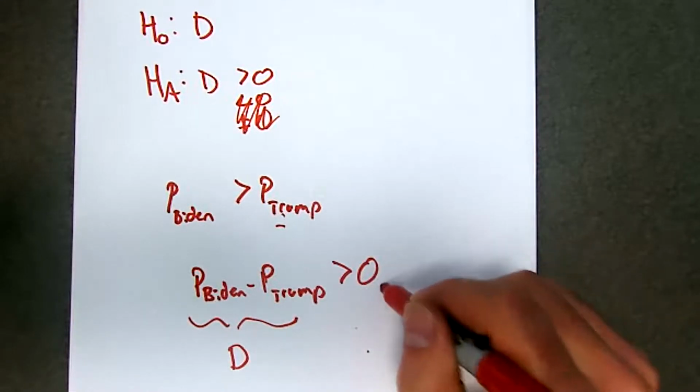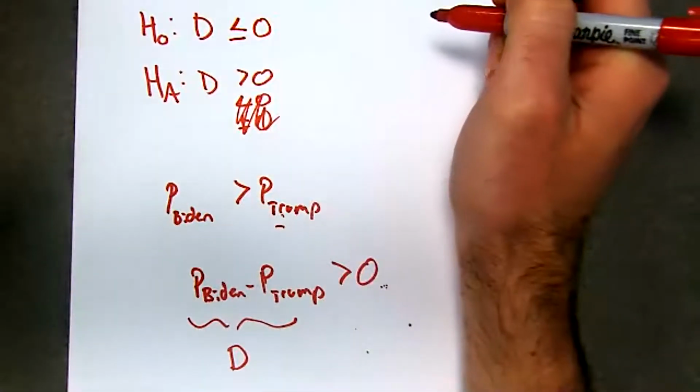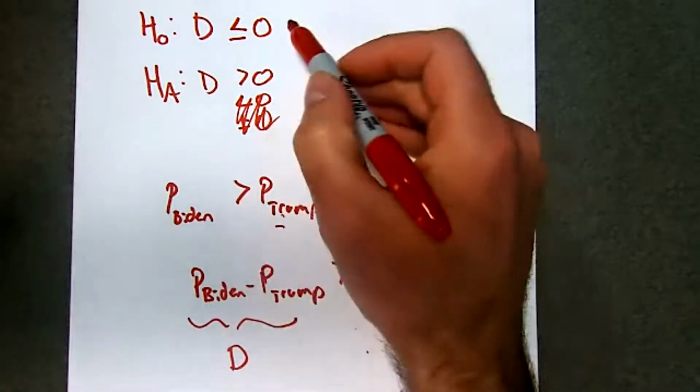But once you know what you want to find, that's your alternative hypothesis, which means the null is the exact opposite. So I assume the difference is negative, right, or equal to 0, which is really saying I am assuming they get the same amount of votes or that Trump will get more. Okay? That's kind of what my null hypothesis is here.